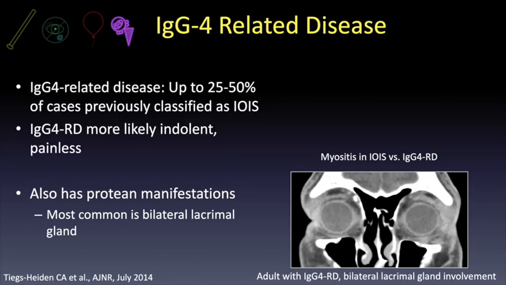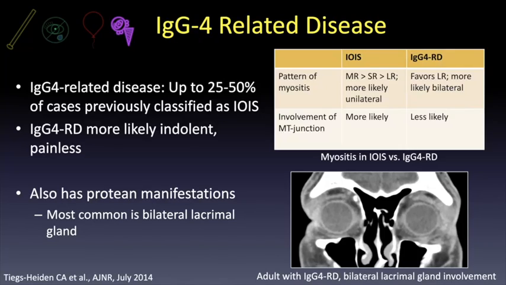IOIS and IgG4 disease overlap considerably, but they may differ from one another in a few ways. Importantly, IgG4 disease tends to be more indolent in onset and is therefore relatively unlikely to present with pain in an emergent situation. The pattern of myositis also differs between the two disorders. IgG4-related disease has a predilection for the lateral rectus and tends to spare the myotendinous junction.